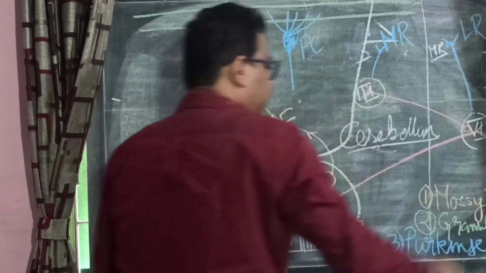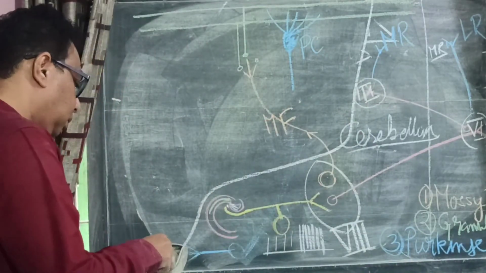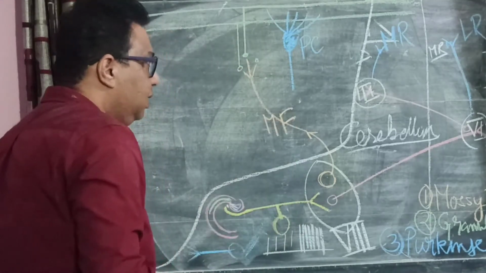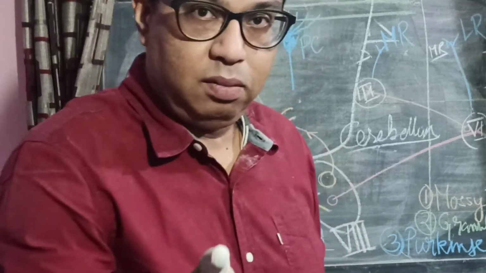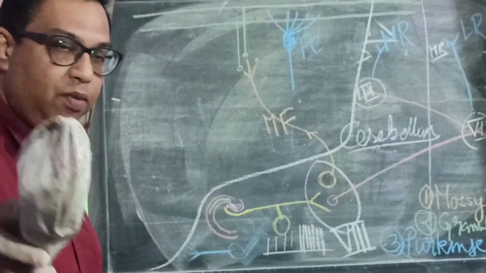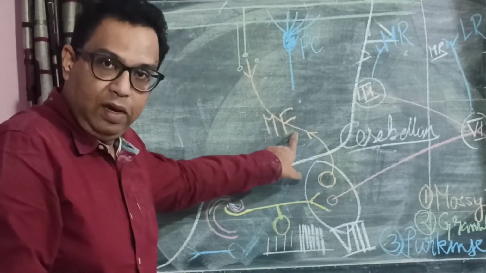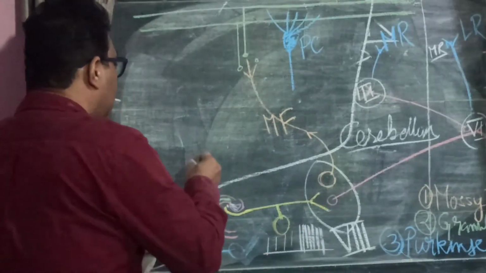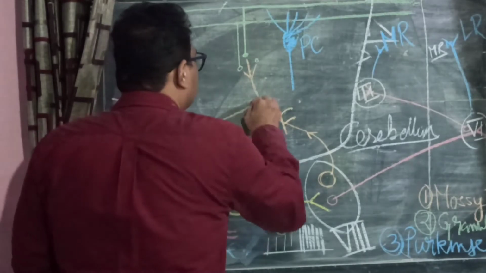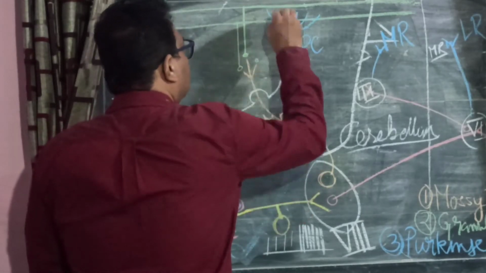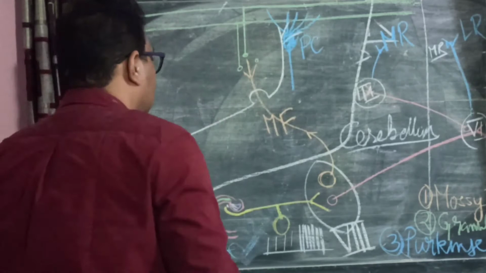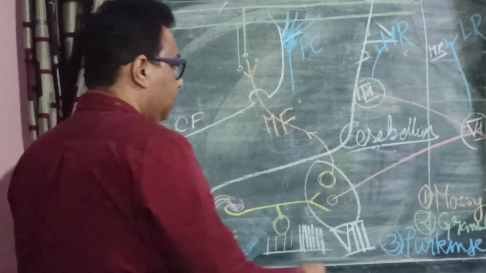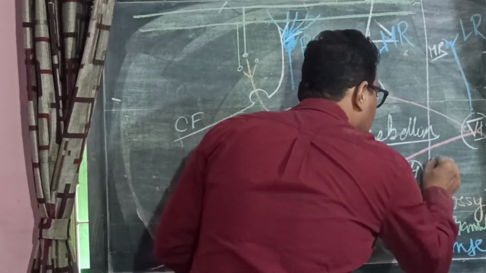Purkinje cells. Moreover, to these Purkinje cells, we have another inflow. There are only two inflows to the cerebellum, as we have already indicated. First is the mossy fiber inflow, and the other inflow, very importantly, is the climbing fiber.